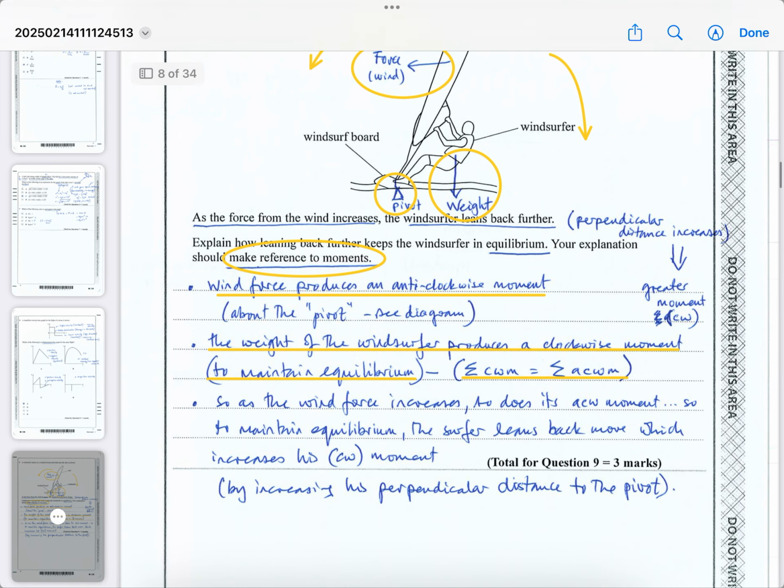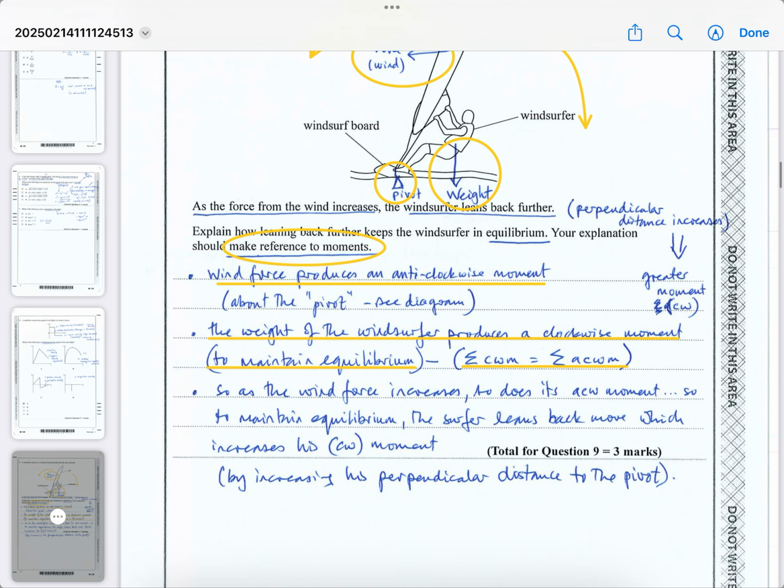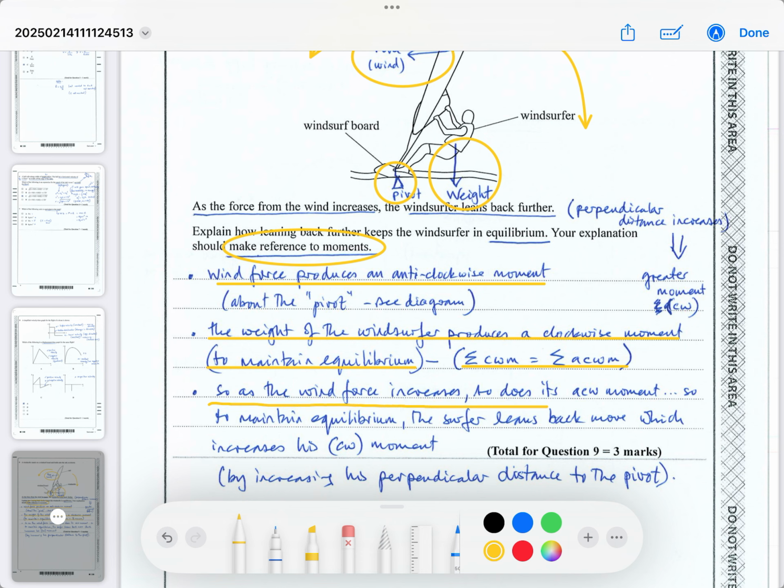So you have to say, as the wind force increases, so does its anti-clockwise moment. To maintain equilibrium, the surfer leans back more, which increases his clockwise moment by increasing his perpendicular distance to the pivot. That's complete clarity in these 3 bullet points. I haven't left anything to the imagination of the examiner. I have clarity, I have the depth and the detail and the correct terminology. And that's what gets you marks.